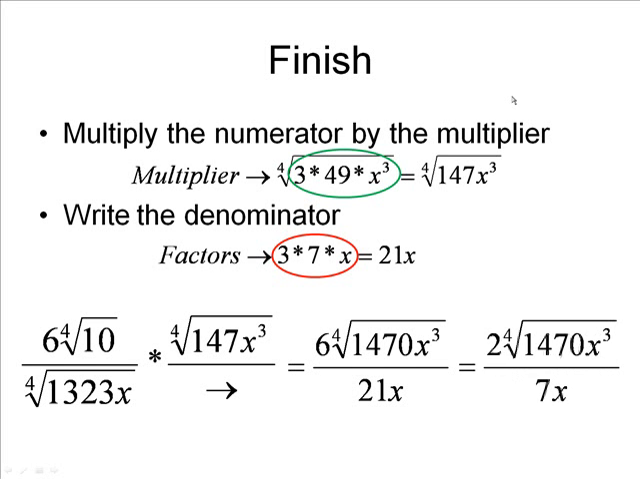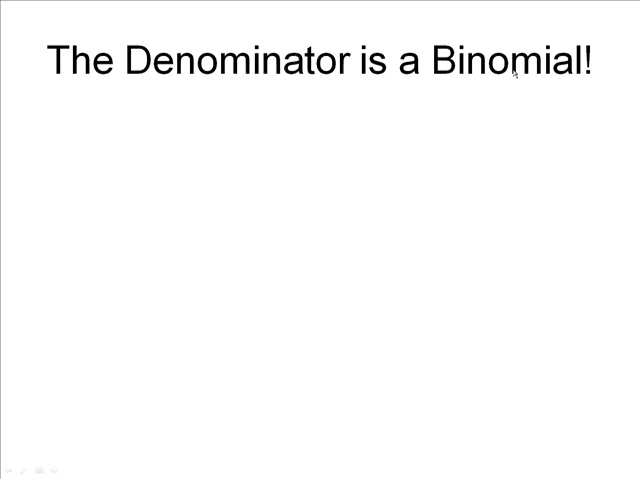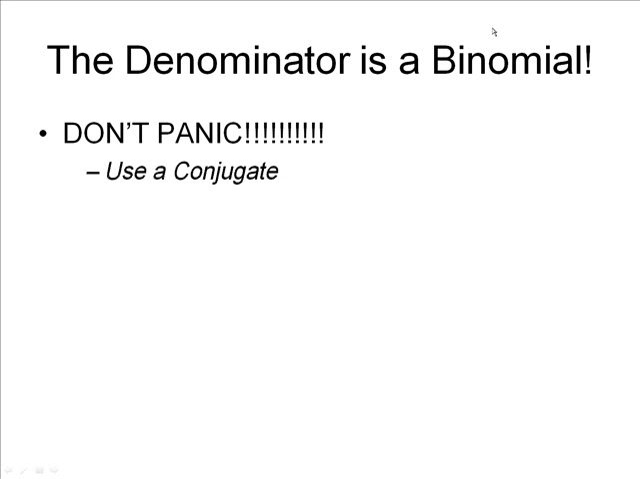And then always reduce the 2 and the 7 from the 6 and the 21. That's it. That's rationalizing a denominator if it's a monomial in the denominator. Sometimes, however, it's a binomial. It's okay. This is actually even easier than a monomial. Don't panic. You'll do just fine.